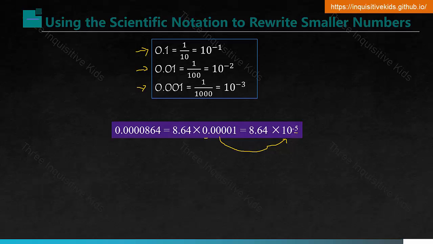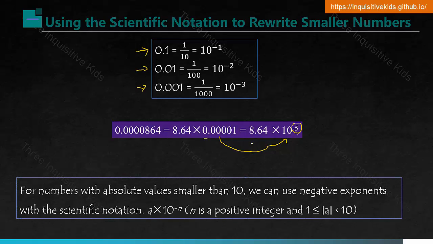Remember, now we're using negative exponents. For numbers with absolute values smaller than 10, we can use negative exponents with the scientific notation: a times 10 to the negative nth power, where n is a positive integer, and the absolute value of a is greater than or equal to 1 but less than 10. Now I want you to calculate the following: 10 to the negative 2nd power, 10 to the negative 4th power, and 10 to the negative 8th power.